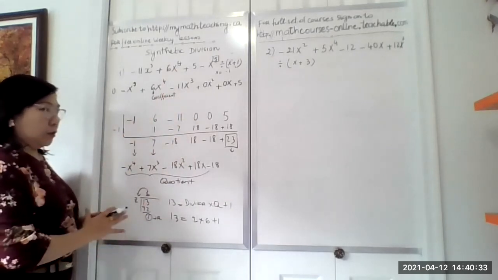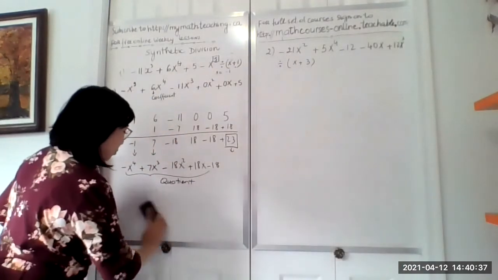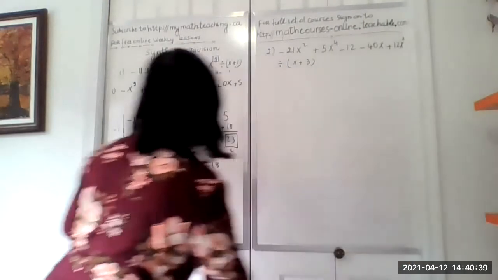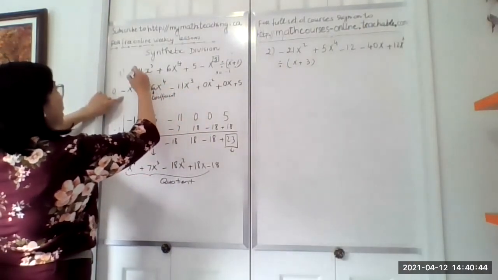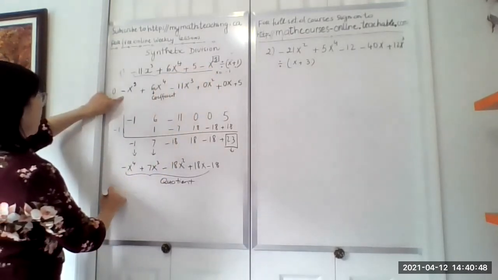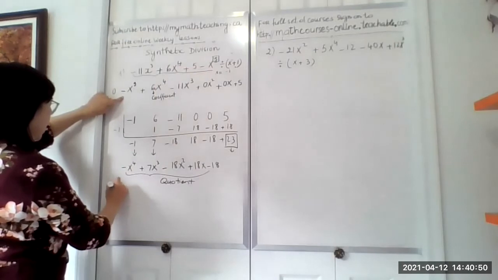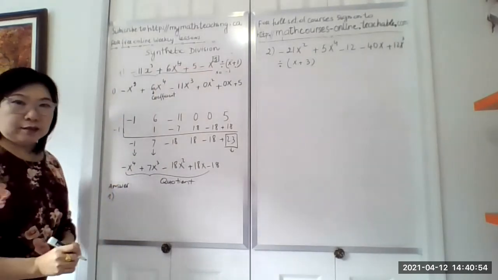So based on this understanding, I'm going to write the statement now. Our dividend is the original one here. We call it the dividend, so copy it down. So the answer for number one, I'm going to put in the answer.